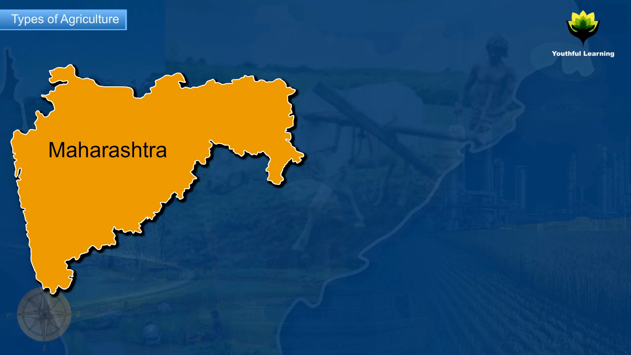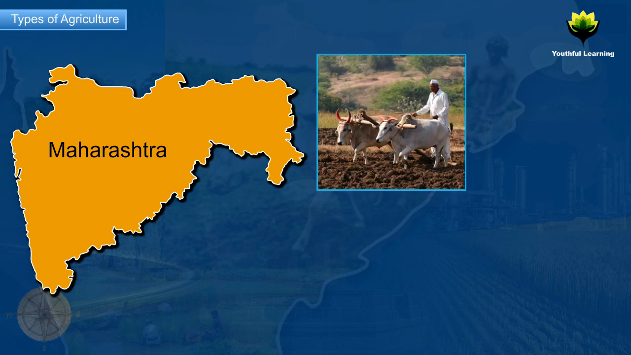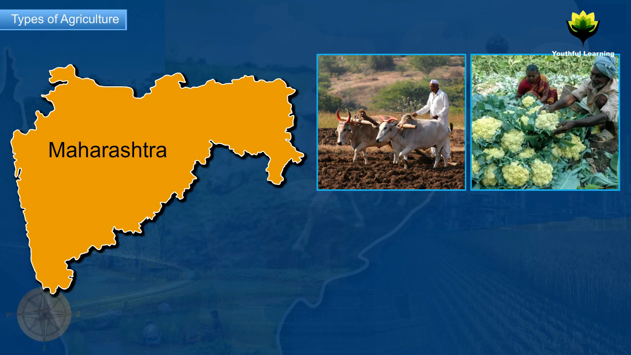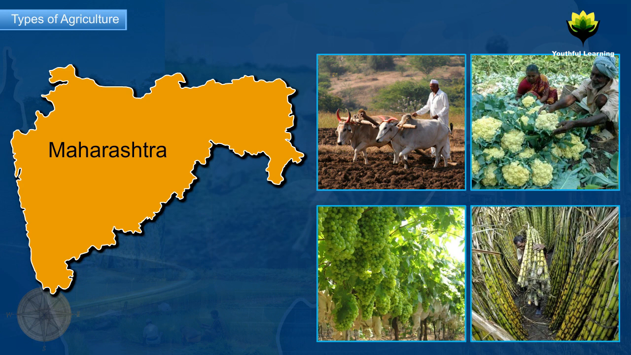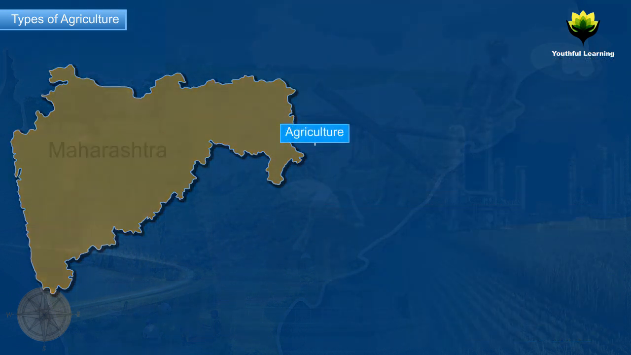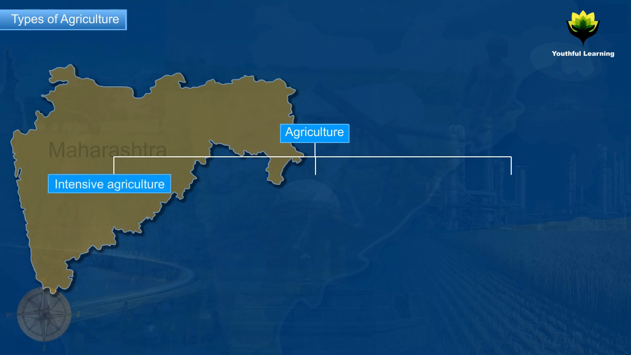Types of agriculture. Agriculture can be classified into different types based on seasons, agricultural method, and the objective of the farmers and type of produce. Agriculture can be broadly classified as intensive agriculture, irrigated agriculture, and horticulture.